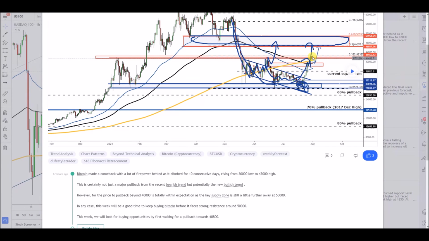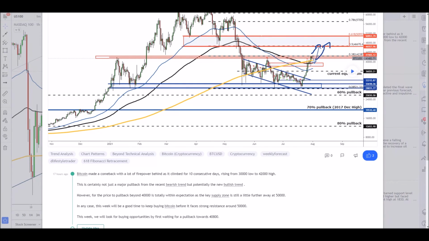In any case, this week will be a good time to keep buying Bitcoin before it faces strong resistance at about 50,000. So this week we will still be looking for buying opportunities by first waiting for a pullback towards 40,800. Now that this is clear, and we are expecting the price to definitely reach the supply zone at the top right here, throughout the week we can still continue to look for buying opportunities with very little pullback.